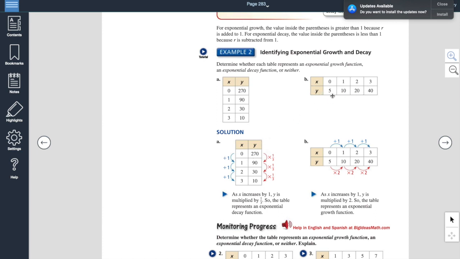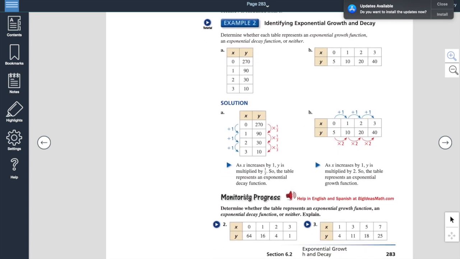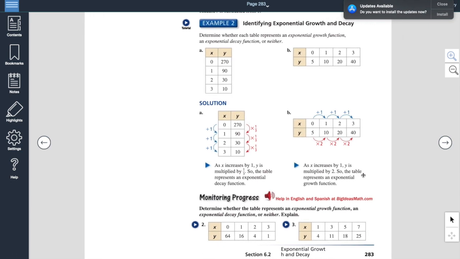This one right here, your x is going up by 1, and your y value, notice this, it doubles every time. Multiply by 2, multiply by 2, multiply by 2. So this one would be exponential growth. Exponential growth. All right, and they give you guys a couple examples down here with the monitoring progress.